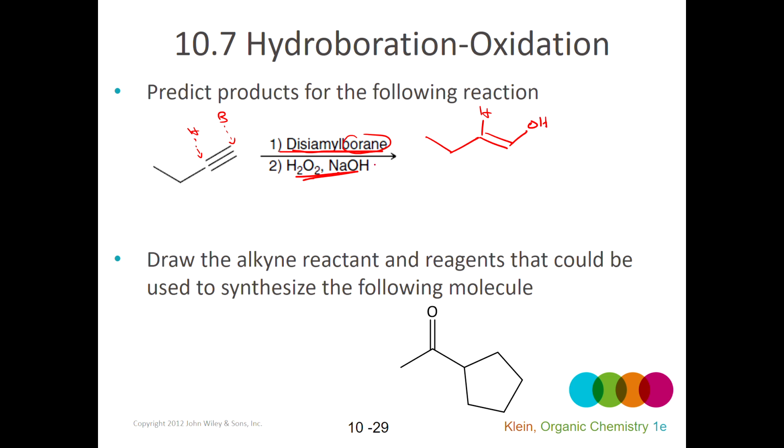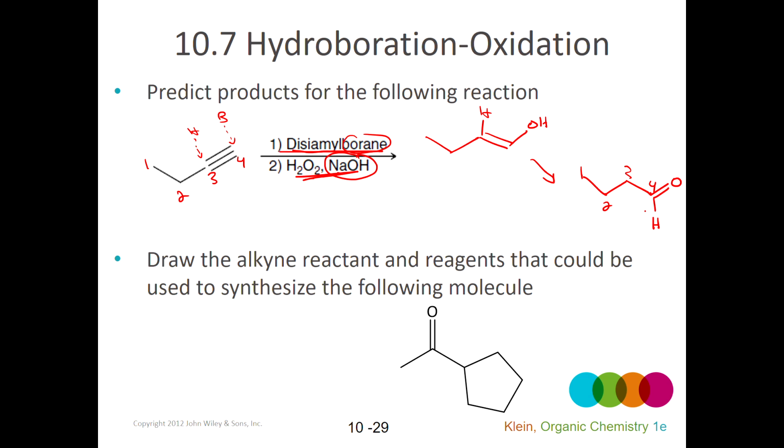That's going to be replaced with an OH using the peroxide and NaOH. And then the NaOH is going to deprotonate this to create an enolate. And then that's going to rearrange through tautomerization to produce a C=O double bond. So ultimately, this reaction does not change the number of carbons. It converts an alkyne into a C=O double bond by doing an addition reaction and then a rearrangement.